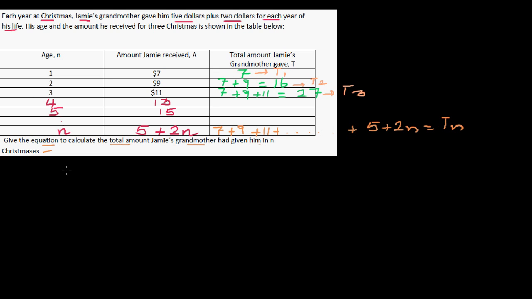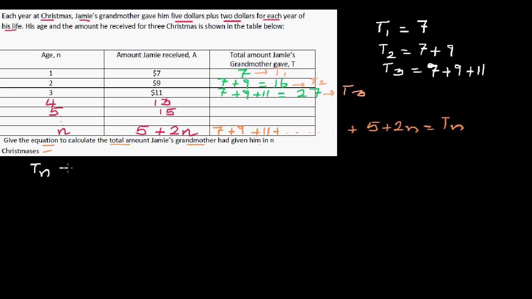So let me write Tn. Let me give you an understanding. When I say T1, T1 is the total amount Jamie's grandmother gave in the first year. That is 7. T2 is the total amount she gave up to the second year, so that would be 7 plus 9. And T3 is, I'm just repeating for those for whom it doesn't make sense, 7 plus 9 plus 11. So let me write Tn in two different ways.